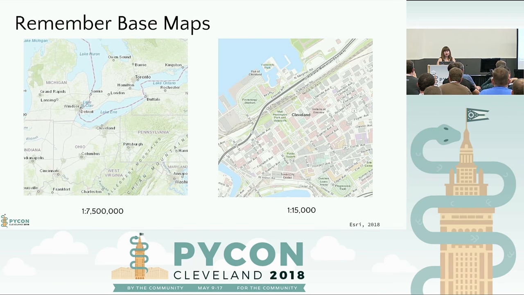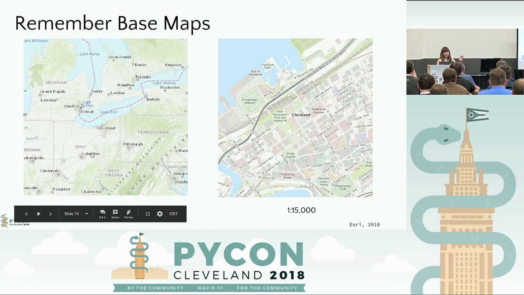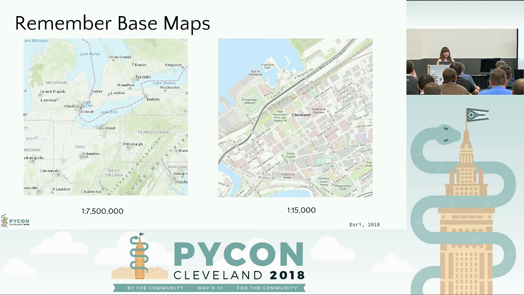If you remember base maps, this is the same area, but I zoomed in at different levels. This map is highly customized to look good at different zoom levels. You'll notice over here we're zoomed way out. We have state boundaries and cities with dots. We see roads, but they're just the major roads and they're really fine lines.